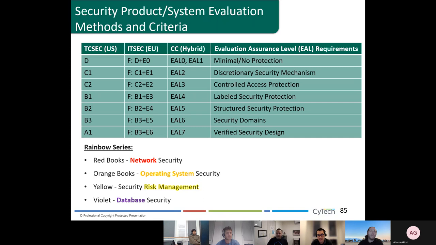For this one, we also have what we call the rainbow books. The different colors represent different requirements from areas of the system. You will need to know these four colors and memorize them, because they will ask you what color is the book for network security standard in TCSEC. For network, the color of the book is red. The database, the color is violet.